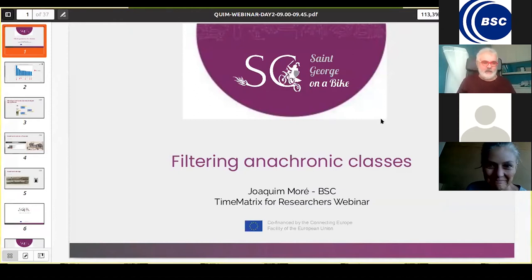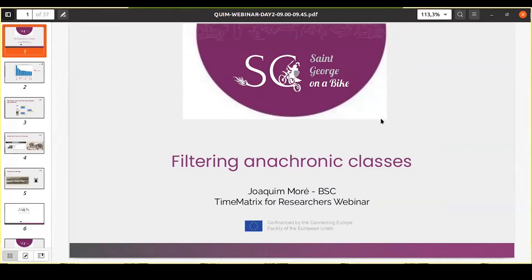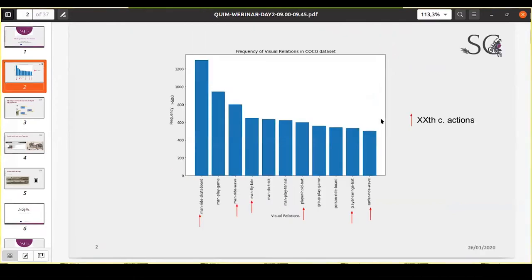Yes. Okay, thank you. So, the first talk today will be about filtering anachronic classes. It will be a quite short presentation, but we will start with a reminder of an issue I talked about yesterday, shown in this figure. These are the visual relations in the COCO dataset. Yesterday I pinpointed the fact that among the most frequent visual relations between entities are based on 20th century axioms. Notice that the most frequent one is the man riding a skateboard. So skateboard is a 20th century entity, and it's one of the most frequent.